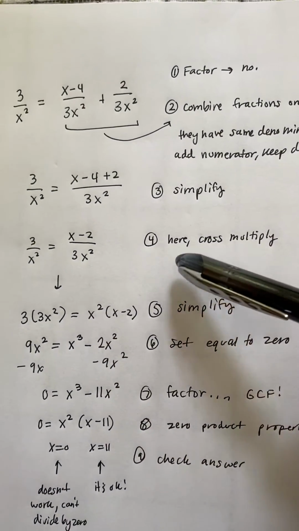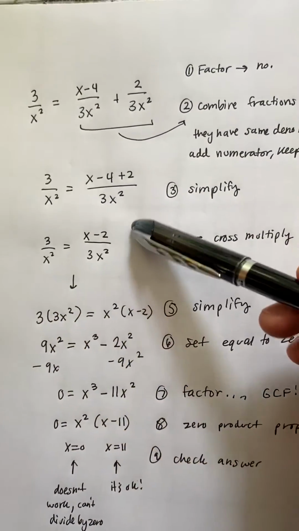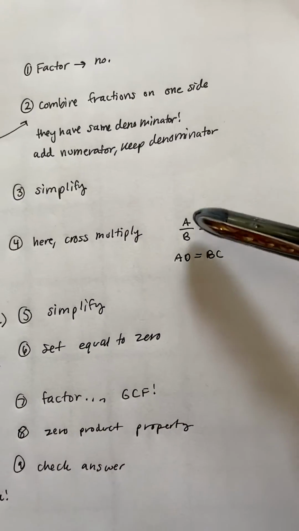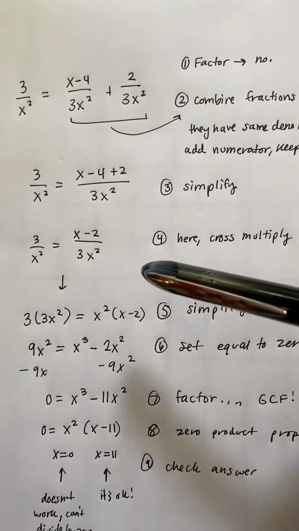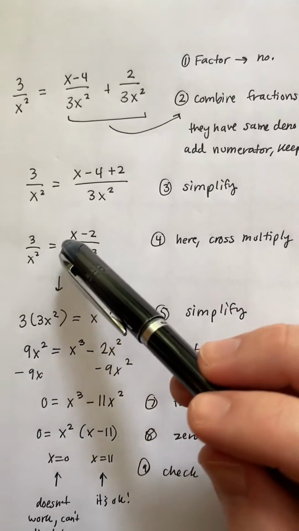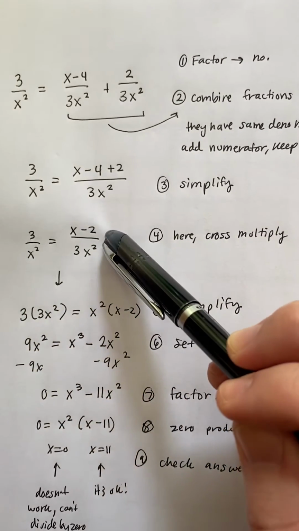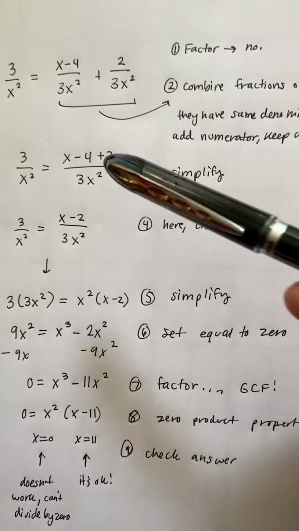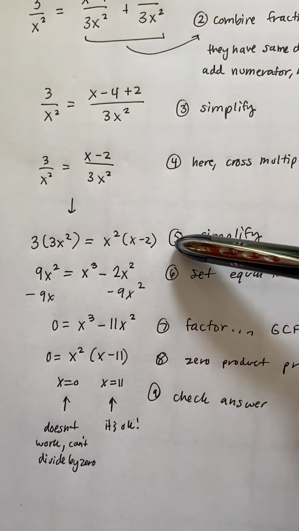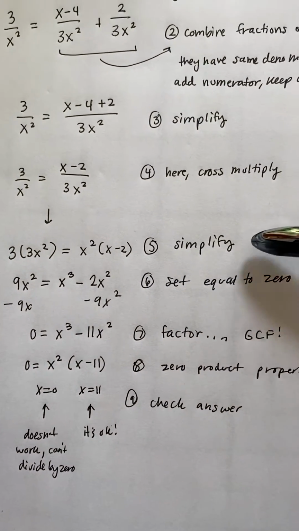And so when you get to this point, when you have a fraction on one side and a fraction on the other side, you can cross multiply just like that. So you go ahead and cross multiply x squared times x minus 2, 3x squared times 3, and you get something that looks like this, right? So then you have to simplify that.